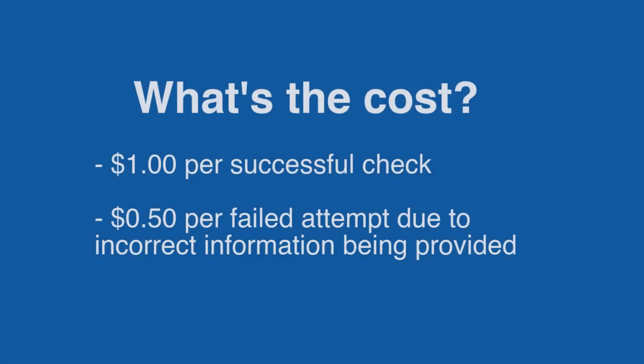Now, let's get to the price. There's a cost of $1 per successful eligibility check and 50 cents for any failed attempt due to incorrect info being provided. There is no minimum, you are only billed for what you use.